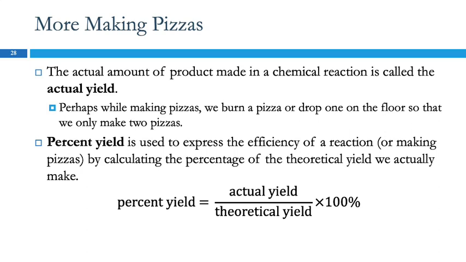So if you made all 3 pizzas, your percent yield is 100, you're doing great. But if you screwed up on 2 of them and you only made 1, well, then you've got 1 out of 3 or 33% yield. And if the people at the pizza place that you're applying for a job for know about this, they might not want to hire you because you're not very efficient, right?